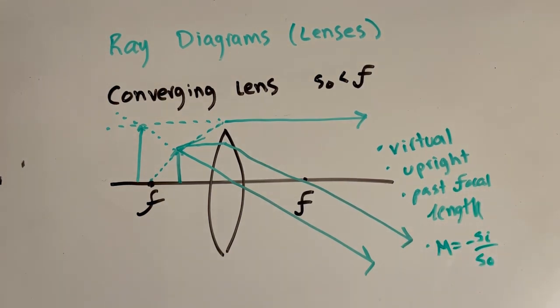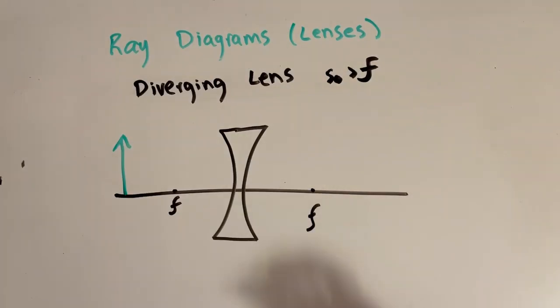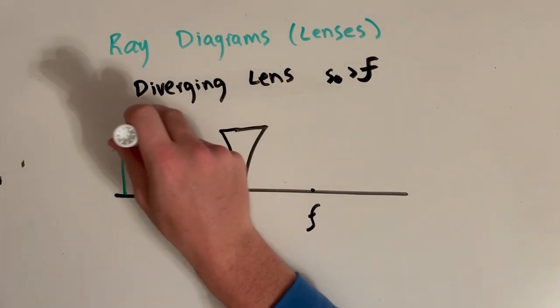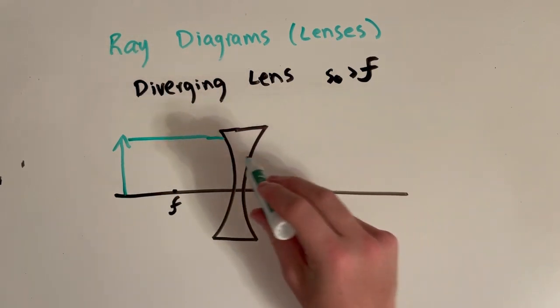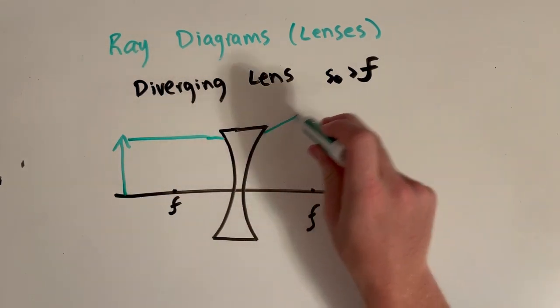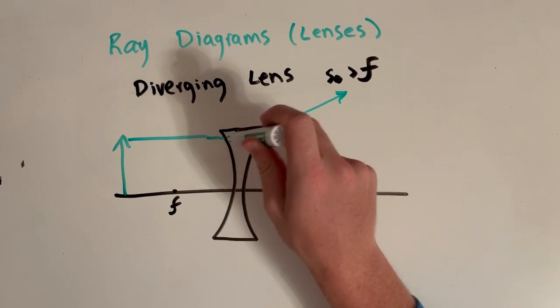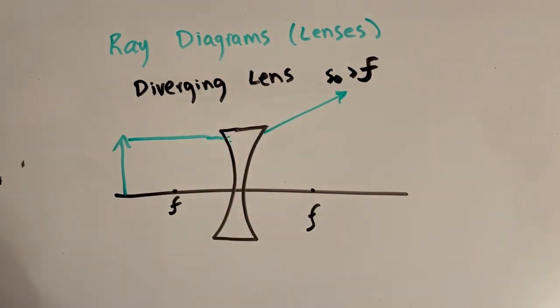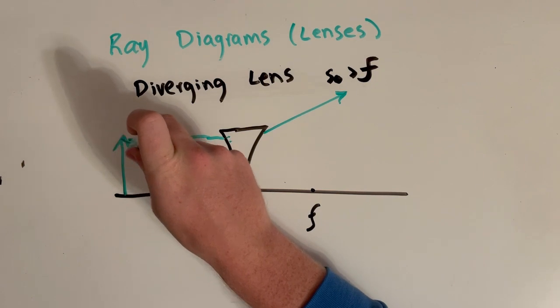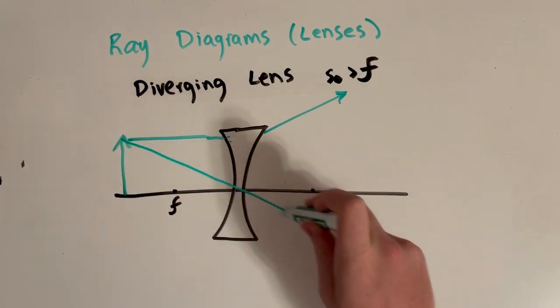All right, let's do one more after this. Okay, in this lens, for our diverging lens, I put the object farther than the focal length. So again, we're going to do our three rays and figure out where this image is formed. The first ray is going to be parallel to the principal axis. And because this is a diverging lens, it's going to go off in this direction, as you can see. Our second one is going to go to the center, like so, all the way through.